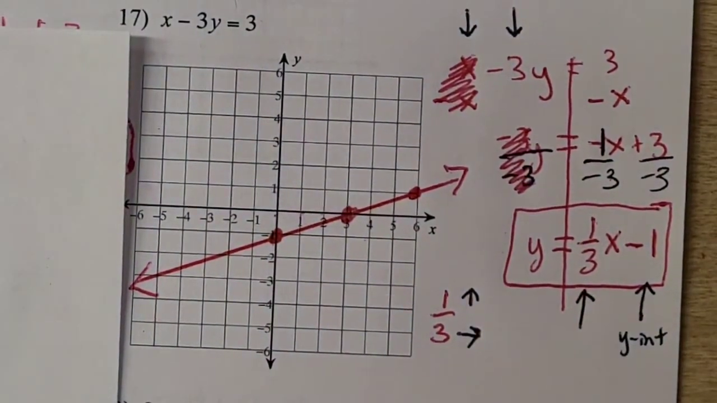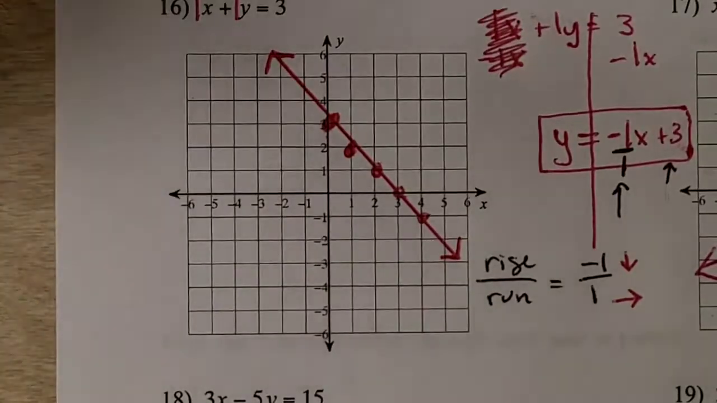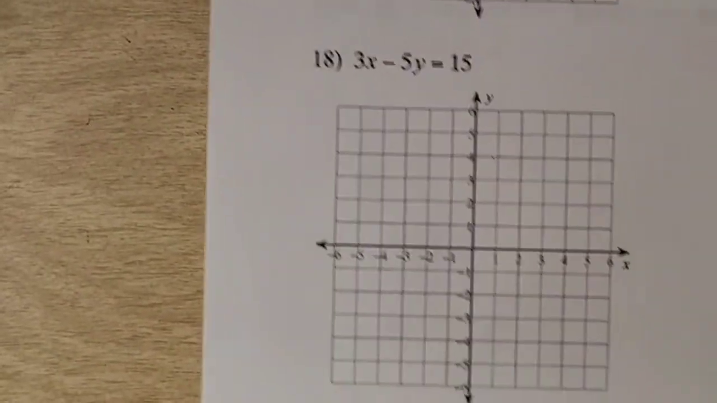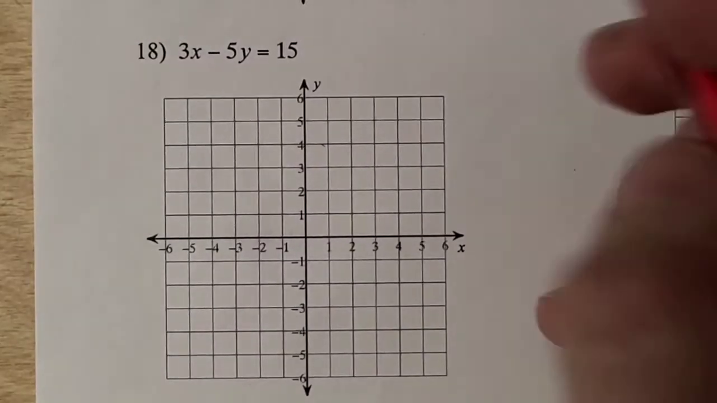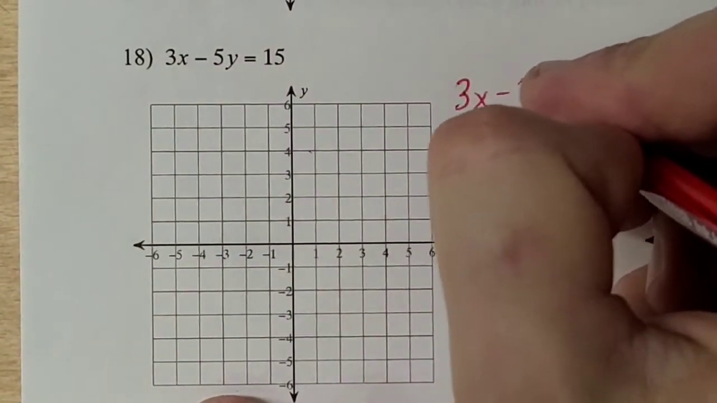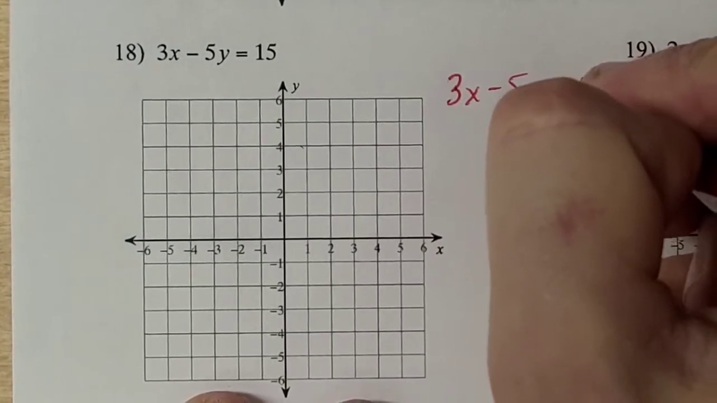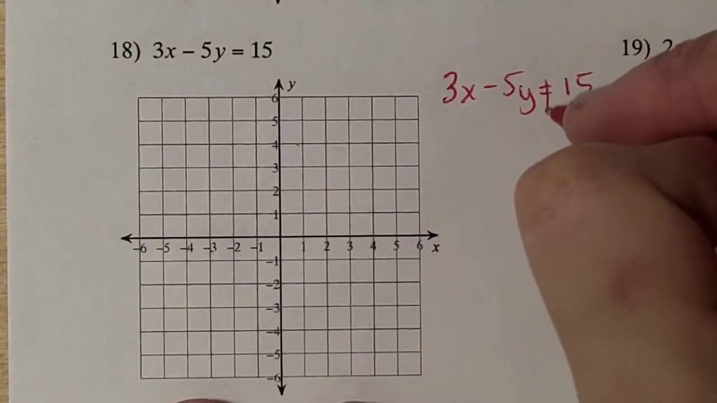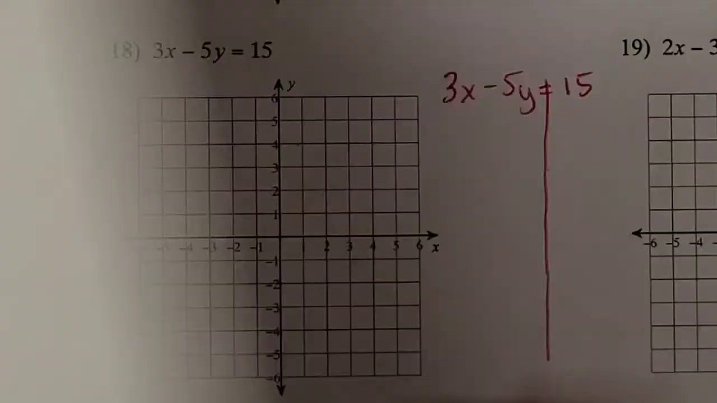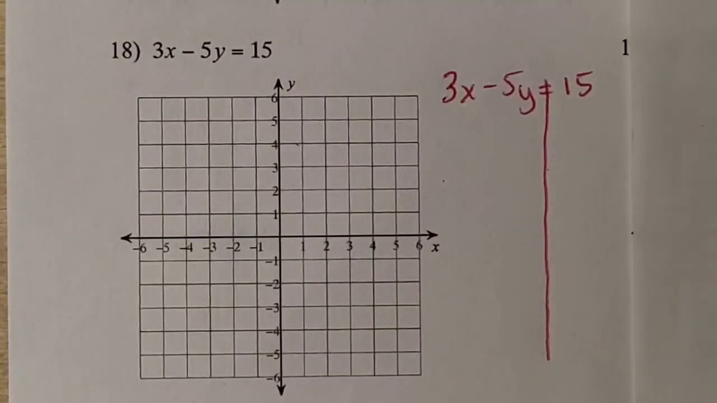I'm done. All right, keep going. Number 18. Getting more fun. So 3x minus 5y equals 15. I'm going to do the same thing as before, where I change that into slope-intercept form.